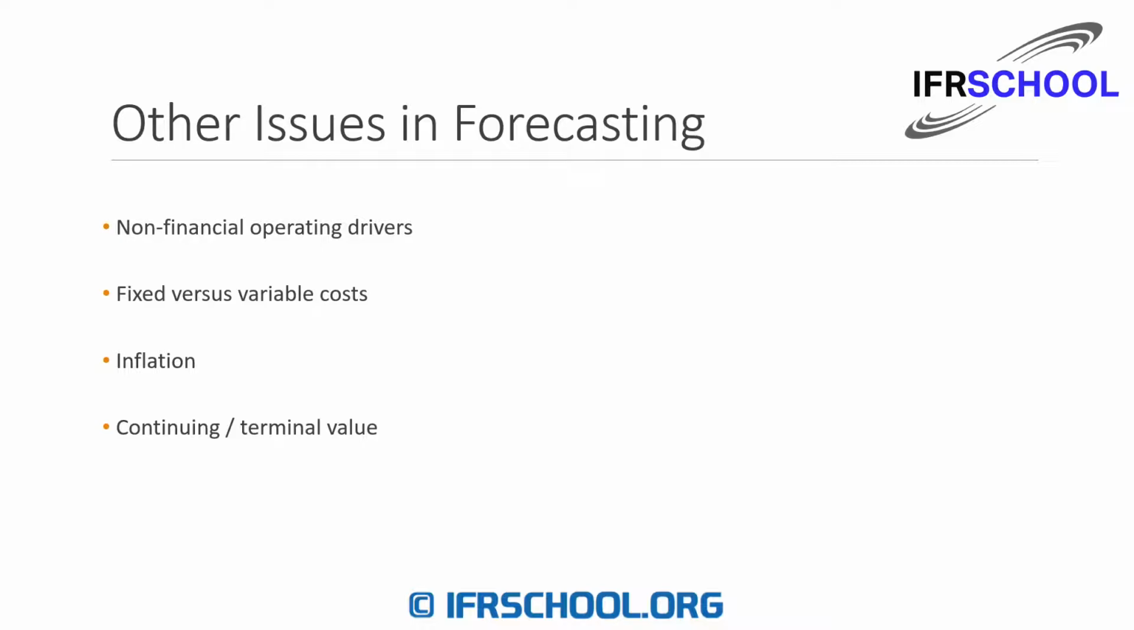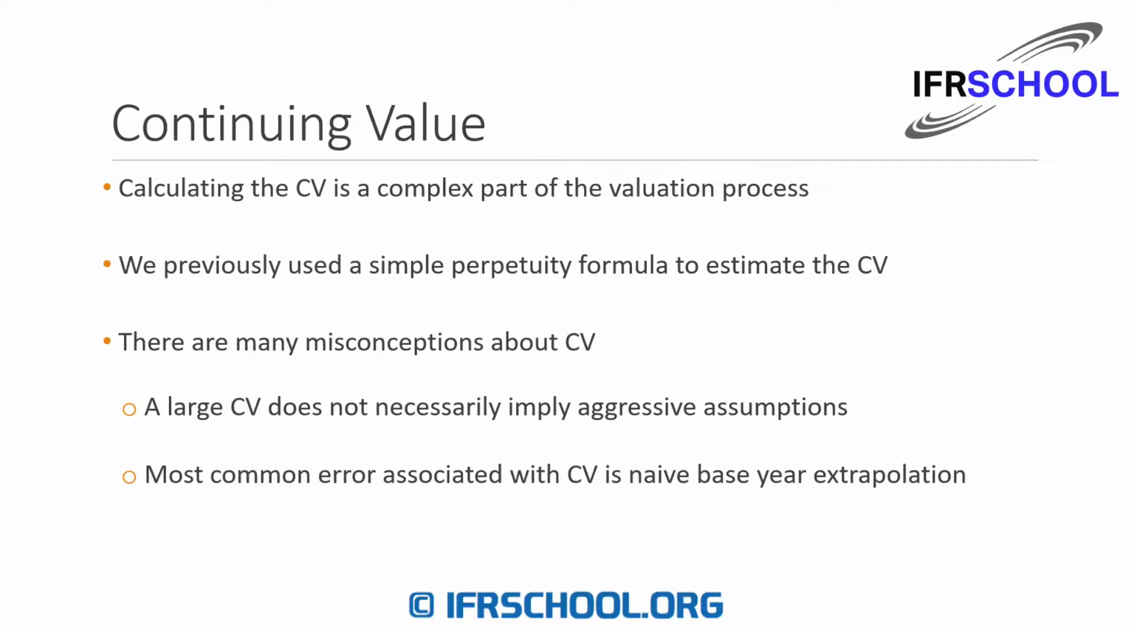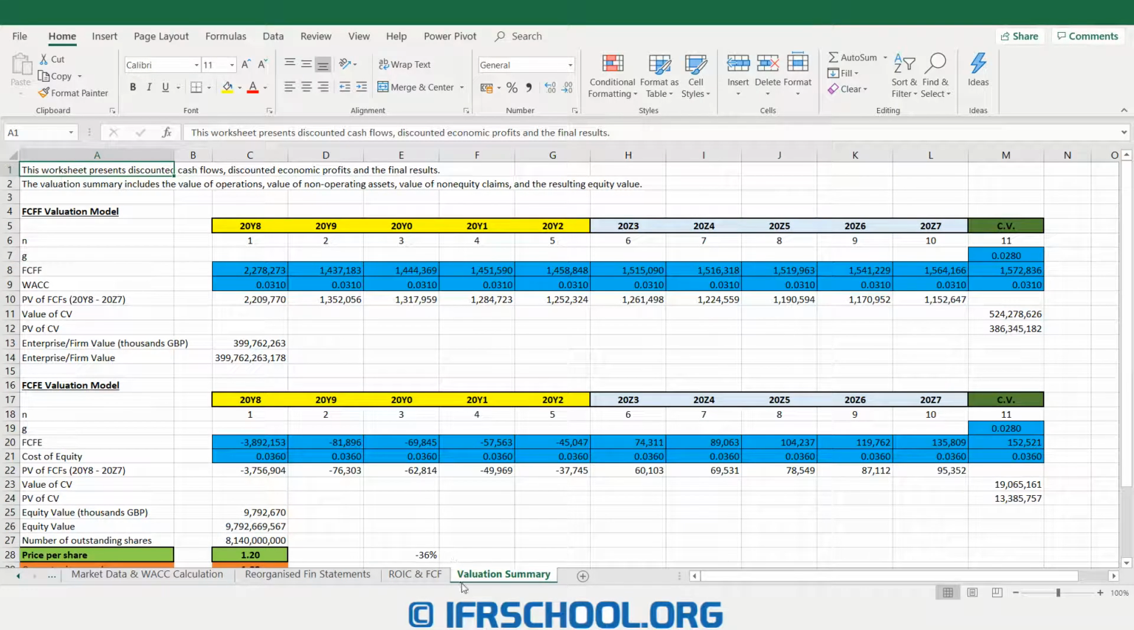Finally, you need to think carefully about the type of perpetuity that you use to calculate the continuing value component. We will talk about this more next. In our Tesco model, we used a simple growth perpetuity to estimate the continuing value. In the Valuation Summary tab, we calculated the continuing value for the free cash flow to the firm model in this cell. Contained within this cell is a simple growth perpetuity equation, which estimates the continuing value by dividing the base year free cash flow at the end of the forecast period by the WACC less the growth rate.